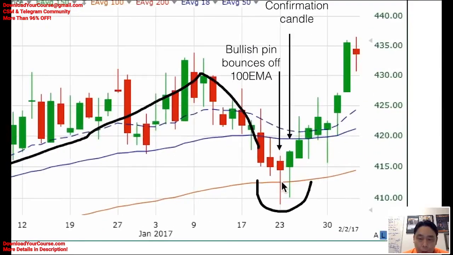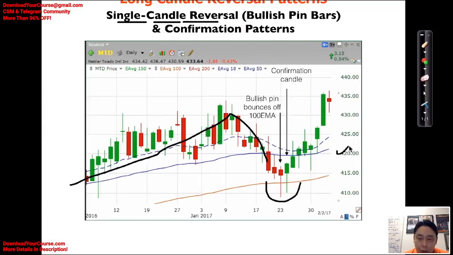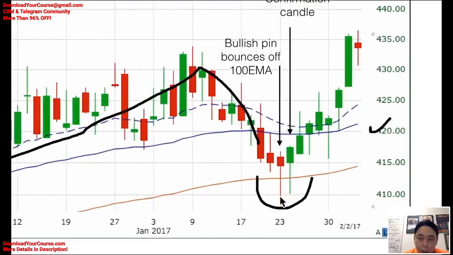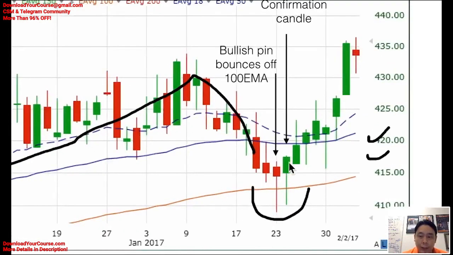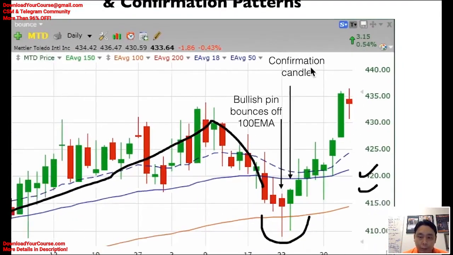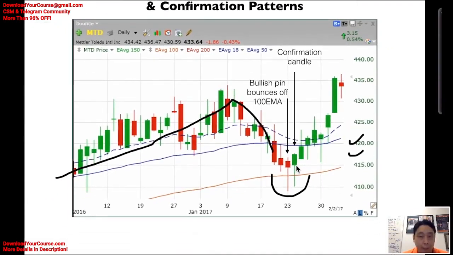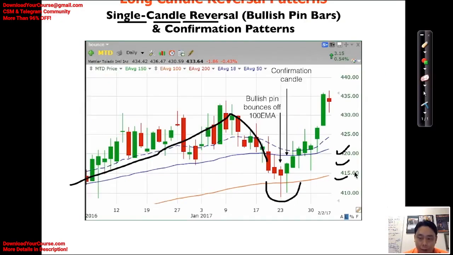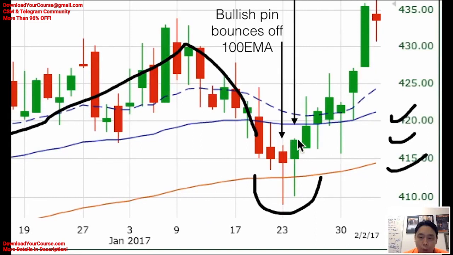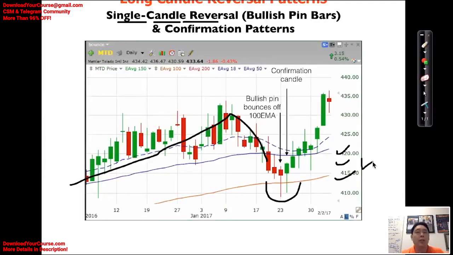Okay? The body of the candle is above the moving average. Check. Lower shadow cuts below the moving average. Check. Valid reversal candle. Now the next day, is this a valid confirmation candle? Is it bullish? Yes. Does it make a higher low than the low of the reversal candle? Yes. Check. Does it close above the high of this reversal candle? Yes. Check. Again, all boxes are checked.